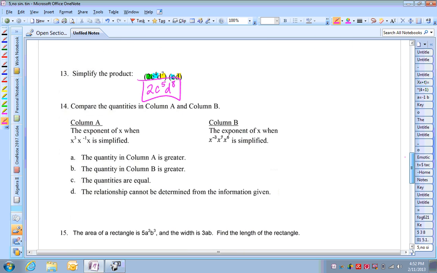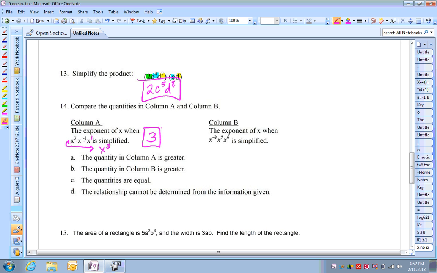On problem number 14, we're comparing quantities in column A and column B. And the quantity in column A is the exponent of x when x cubed times x to the negative 1 times x is simplified. So here we are multiplying things of the same base together. So we just need to add the exponents. And this becomes x to the 3rd power, because 3 plus negative 1 plus 1 is 3. So the quantity of column A is 3.